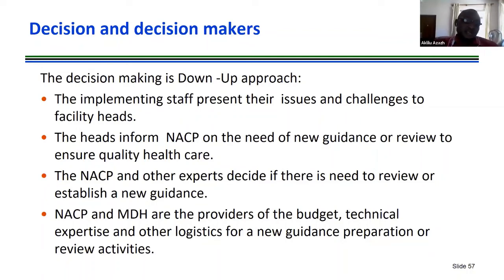Facility heads would go up and inform NSCP of the need for new guidance or review of the currently existing guideline to ensure quality healthcare in the country. So NSCP and other experts decide if there's a need to review or establish new guidance. They convene a meeting with experts, review the information and needs from the implementers, and then decide the way forward.